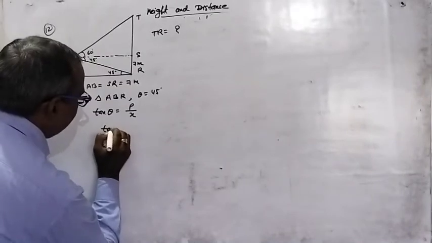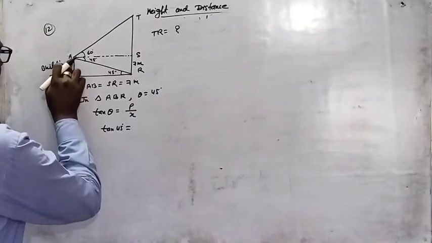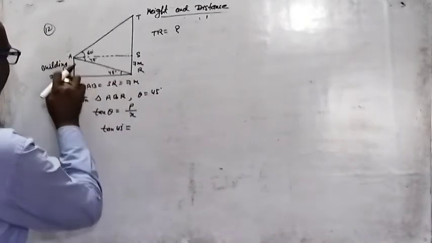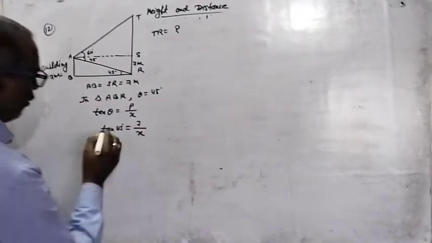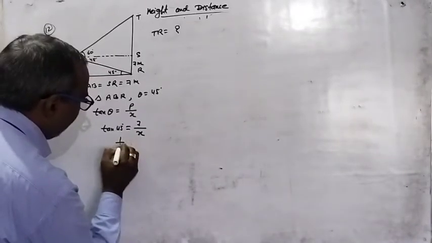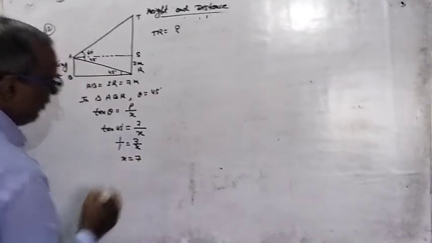Tan theta equal to 45. In triangle ABR, the perpendicular is 7 and the base is x. So tan 45 equal to 1 equal to 7 by x. So x equals 7.